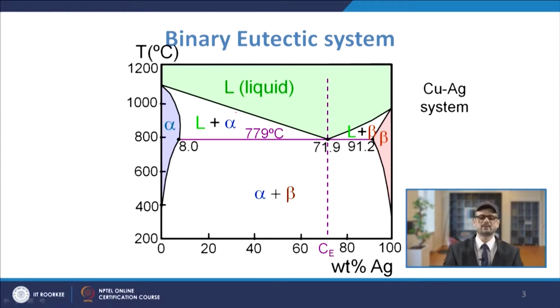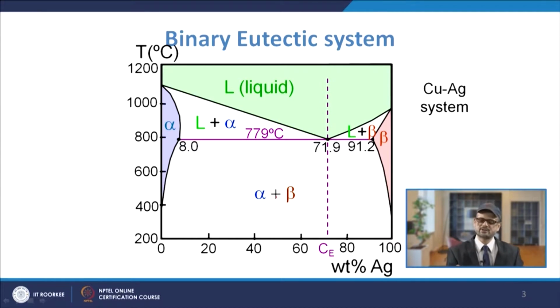Now in the case of a binary eutectic system, binary means we are talking about a copper-Ag system. What you see in such cases is that this is your alpha, and this being the liquid. So you will have the liquid plus alpha zone here, and similarly you have this beta as the terminal solid solution. You will have liquid plus beta on this side, and you will have alpha plus beta in this zone.